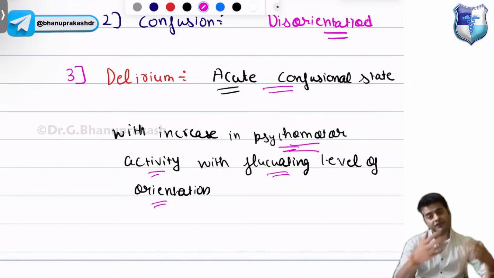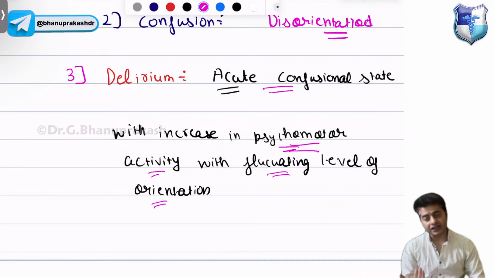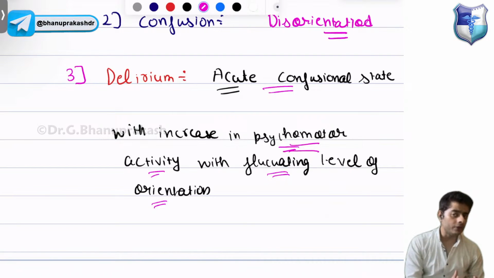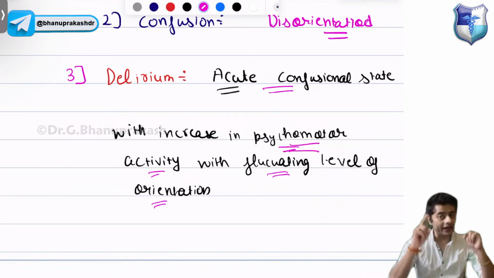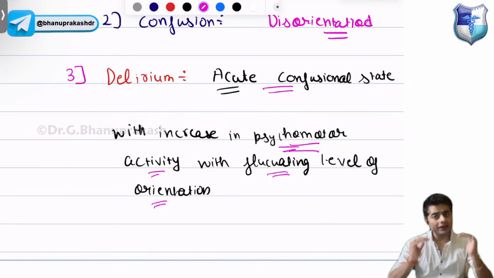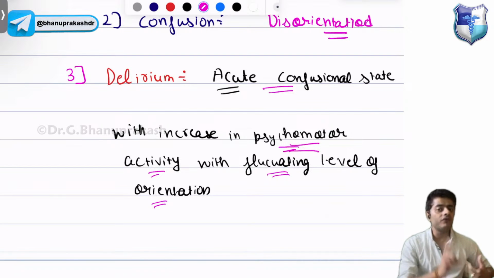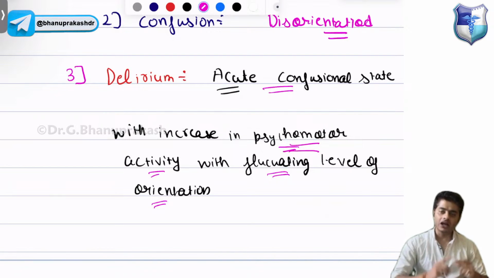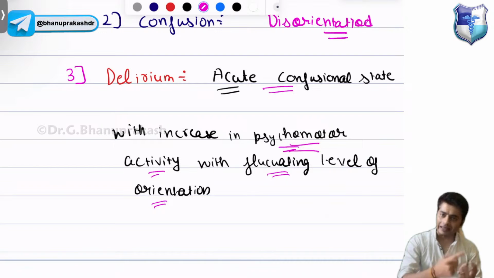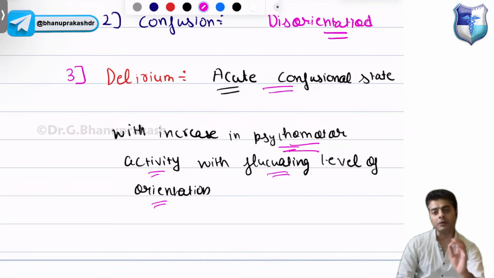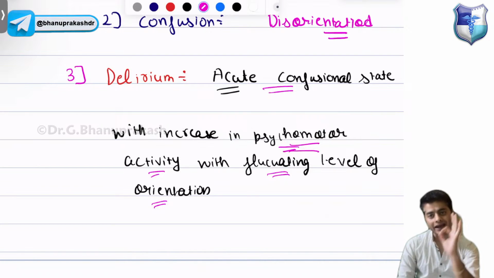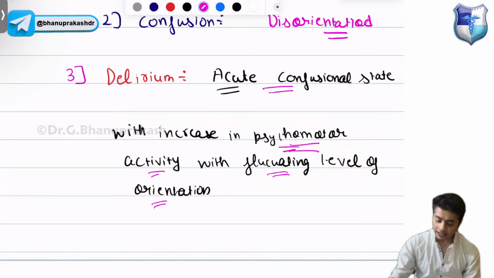But there can be patients of confusion who are not that active. So when we are diagnosing a patient with delirium, what we see is that the patient should be in an acute confusional state, and there should be increased psychomotor activity. The patient in my ward who was suffering from viral encephalitis, when I was taking his sample, suddenly kicked me because he was psychomotor active.